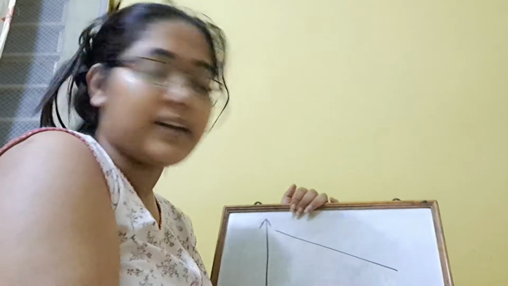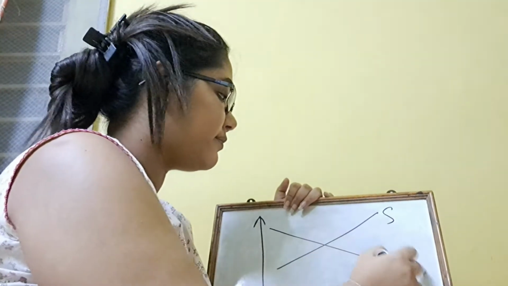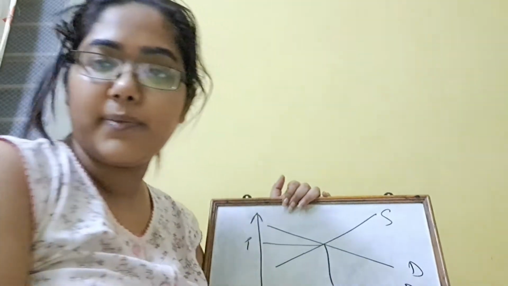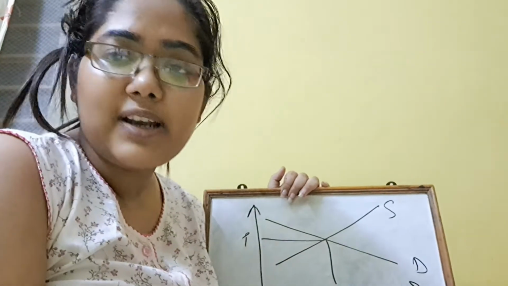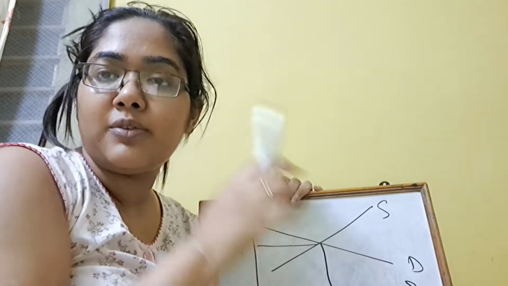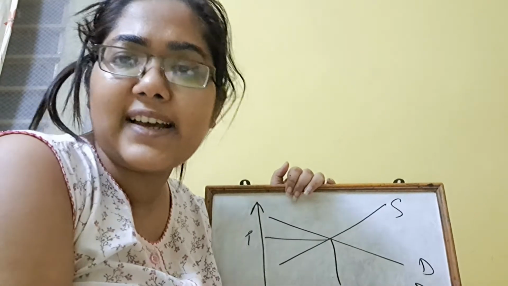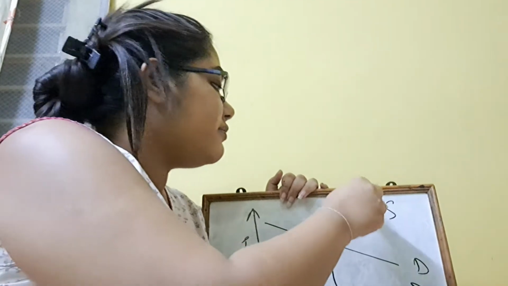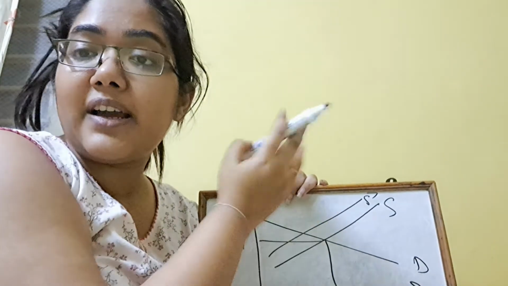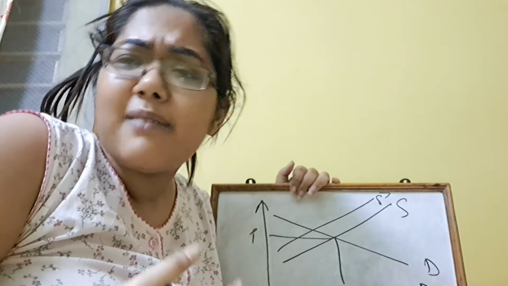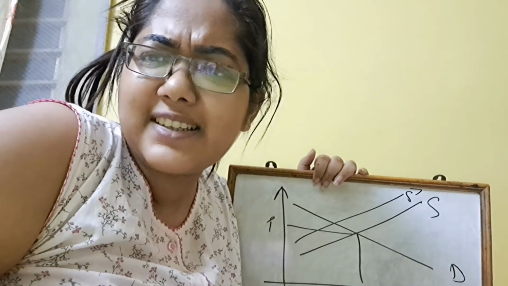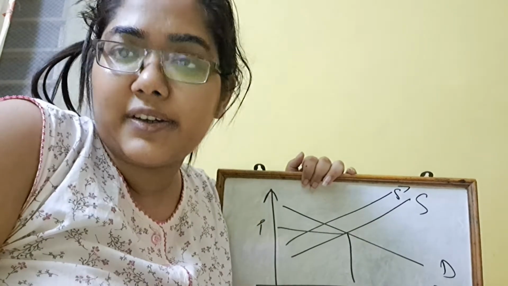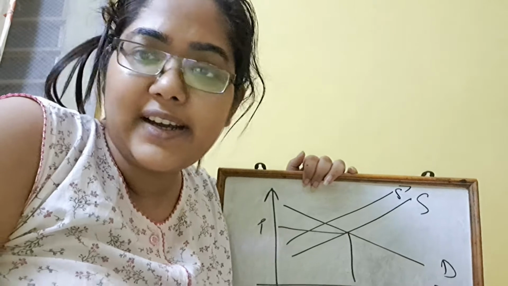Say this is the demand again, this is your supply, this is your equilibrium price, and this is your equilibrium quantity. Now what has happened? A tax of rupees 1 has been levied on the sellers. What will happen? The supply curve will shift towards the left. Why? Because the cost of production for the sellers has increased. For each price, it will now supply a lower quantity, right?